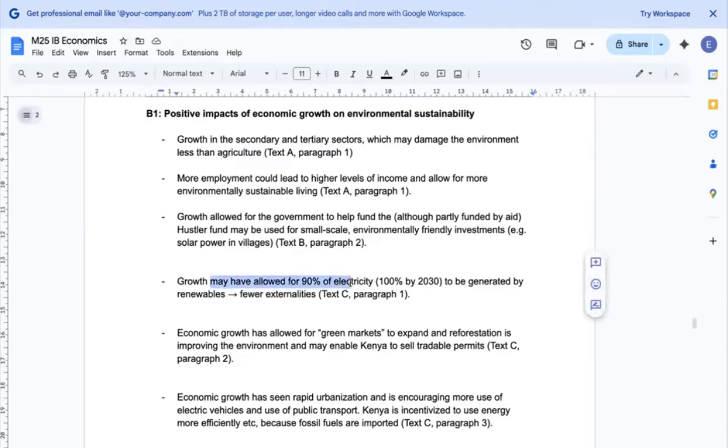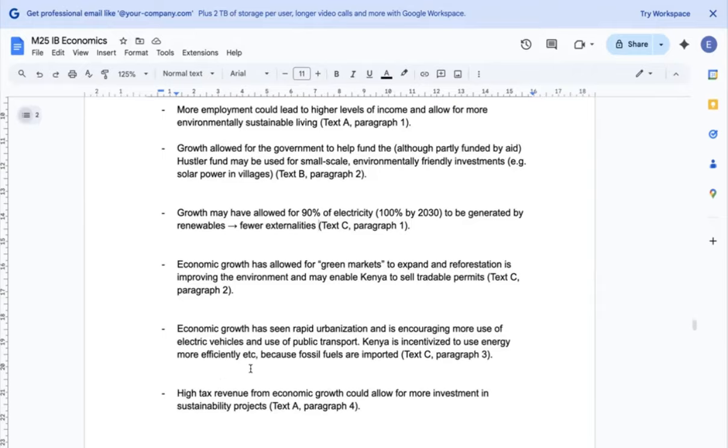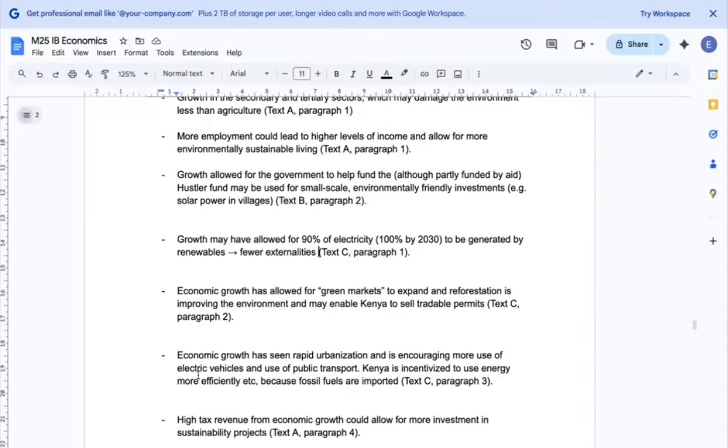And growth may have allowed 90% of electricity to be generated by renewables, which must be definitely eco-friendly. And economic growth has allowed for green markets to expand, and reforestation is improving the environmental damage. And economic growth has seen rapid urbanization and is encouraging more use of electric vehicles, which is definitely eco-friendly and environmentally sustainable. Lastly, economic growth can allow high tax revenue for the government, so it's going to allow more investment in sustainability-related projects.